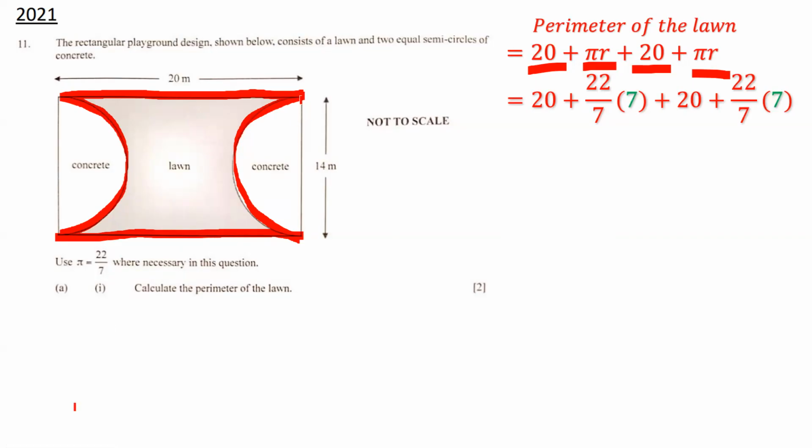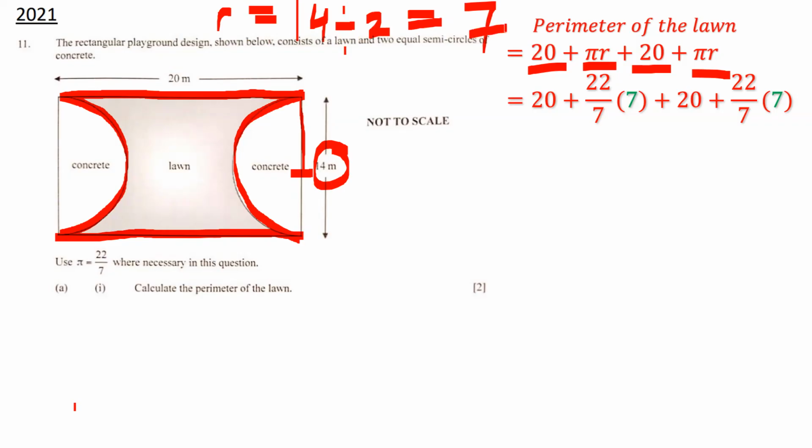If you look carefully, this right here is the radius. It's going to be half of the diameter, and the diameter is 14. The full thing is 14. Half of 14 is 7. So r is equal to 14 divided by 2, which is 7. And so we have that the radius is 7. Pi is 22/7, and the radius is 7.